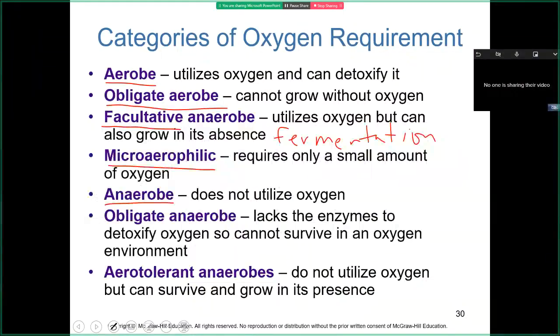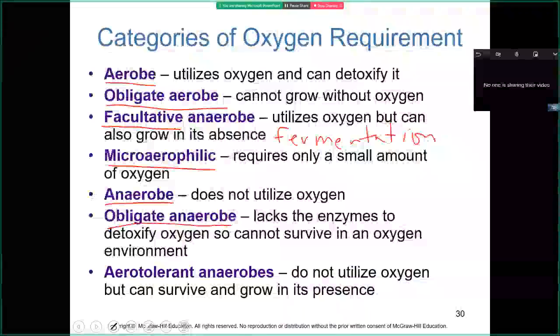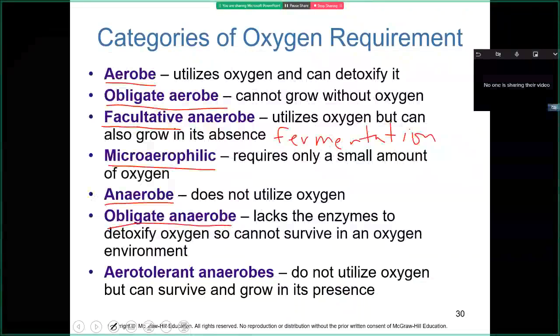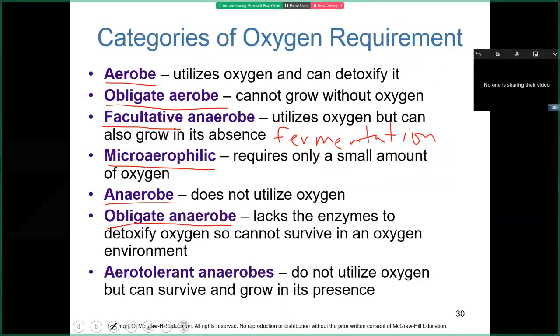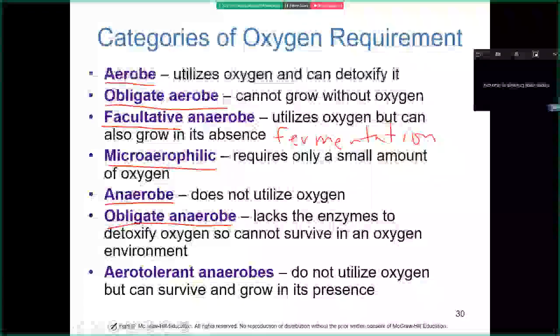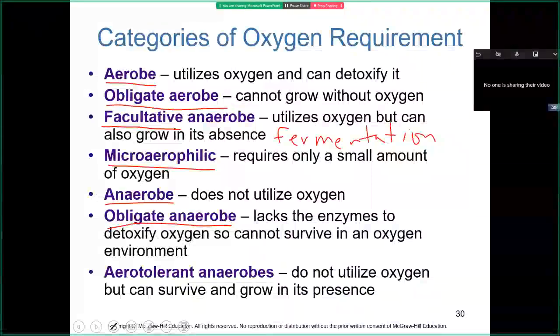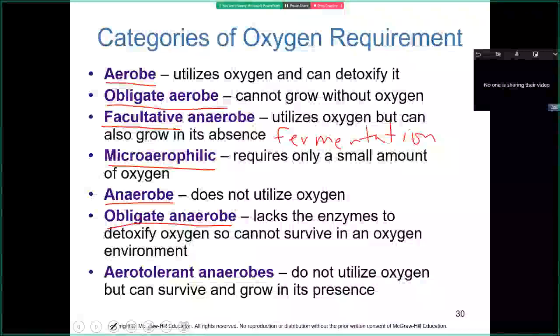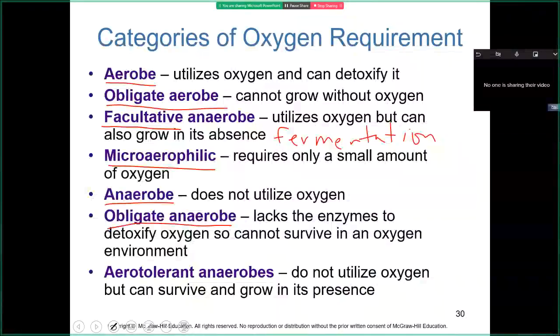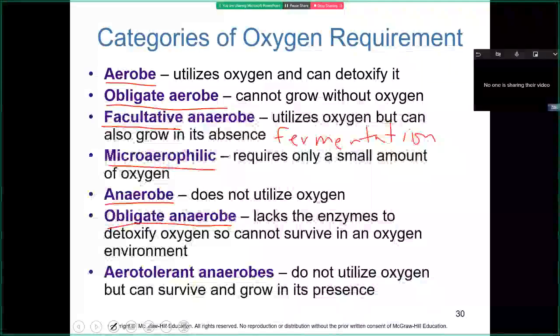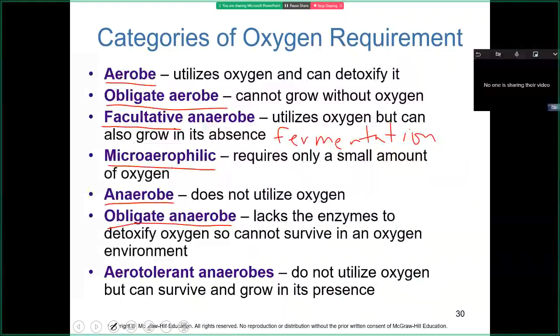Some of them are obligately so. They cannot deal with any oxygen at all. They lack the enzymes to detoxify oxygen and the free radicals containing it. And so we would find these, say, in the bottom of a lake, way down below the surface of the water, down in the muds at the bottom of the pond or the lake, where there's no photosynthesis happening and there's no hope of any oxygen getting there. They love that environment. These obligate anaerobes love those places.